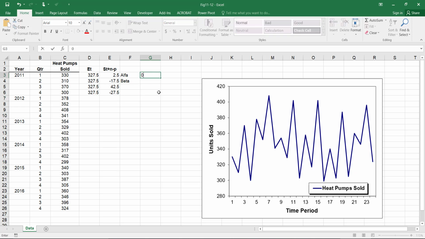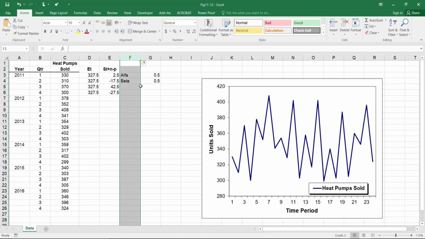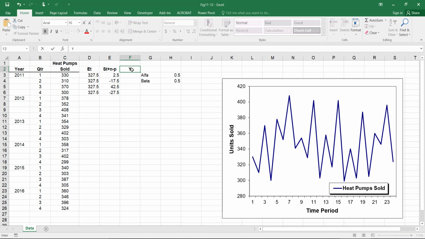So for the time being, let's assume alpha is 0.5 and beta is 0.5. Using the MSE we can find those values. And let's have the forecasting. So let's add one more column, the value of the forecasting, y hat. Because for the first period we don't have any forecasting, let's leave them empty.